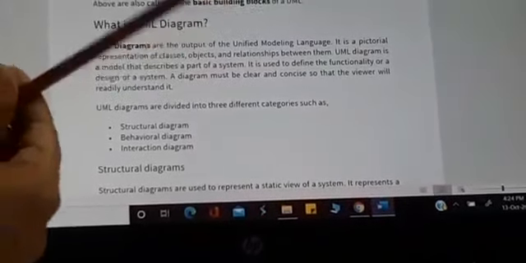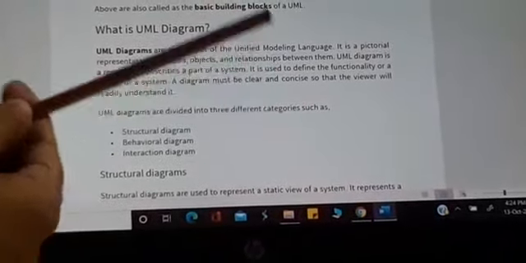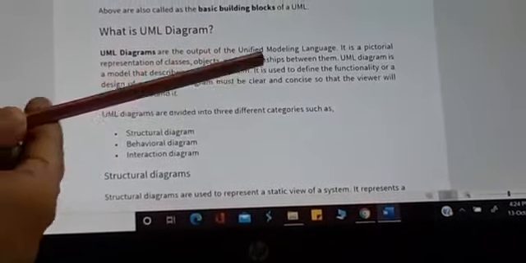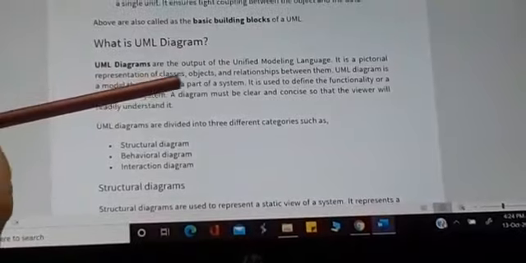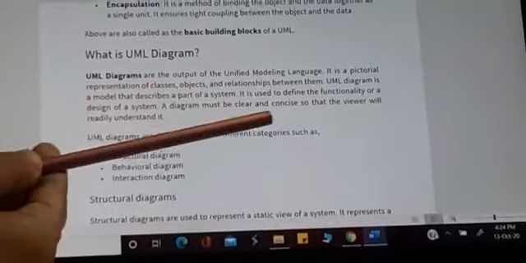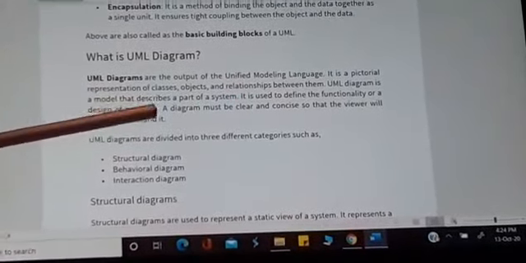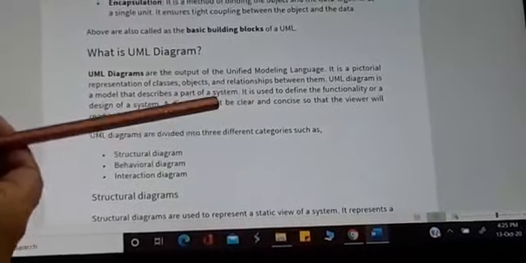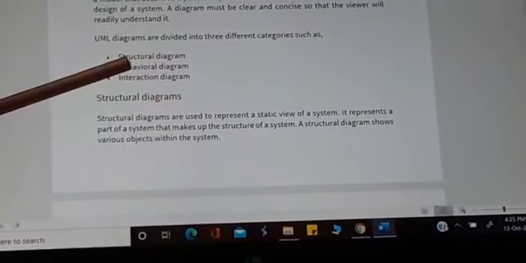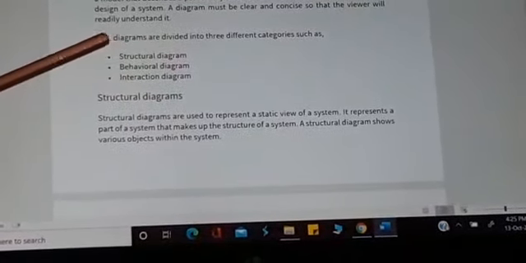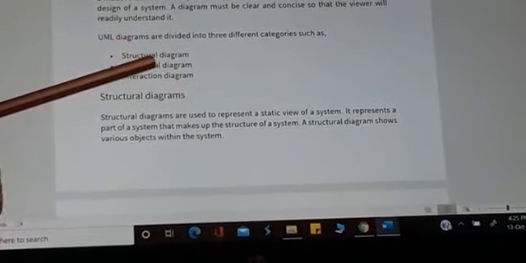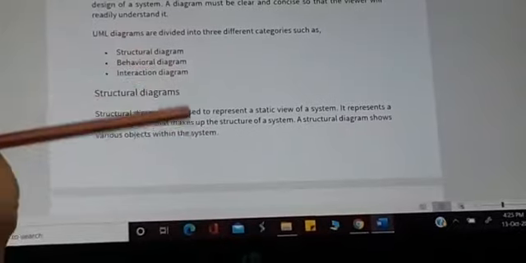UML diagrams are the output of the Unified Modeling Language. It is a pictorial representation of classes, objects, and the relationships between them. It is a model that describes a part of the system. It is used to define the functionality of a design of the system. This diagram should be clear and concise so that the viewer will really understand it. There are 3 different categories in UML diagrams: the first one is the structural diagram, the second one is the behavioral diagram, and the third one is the interaction diagram.